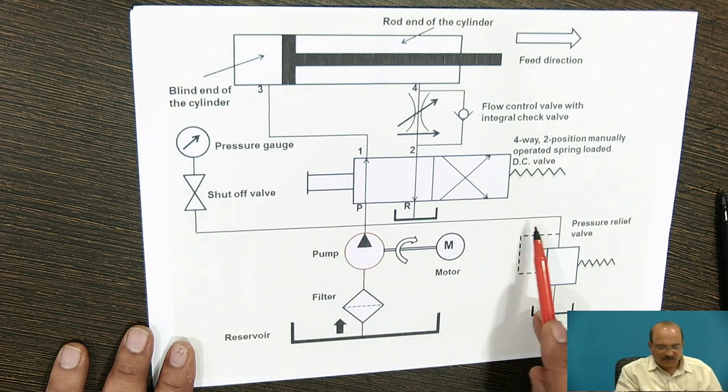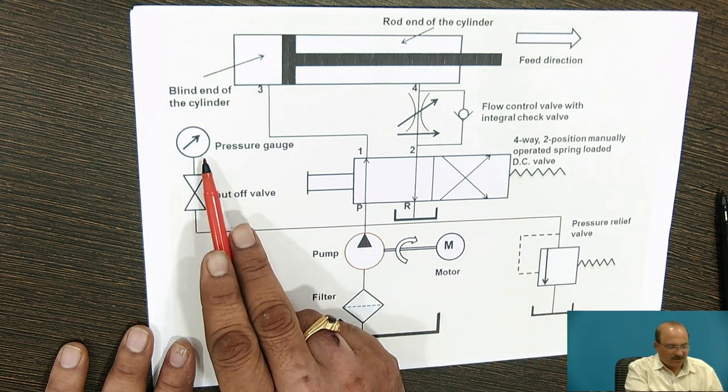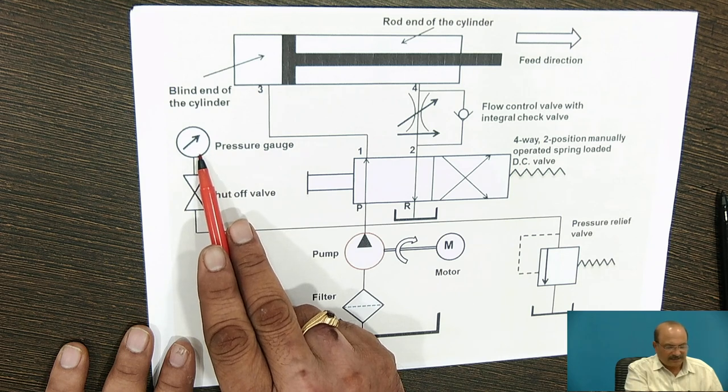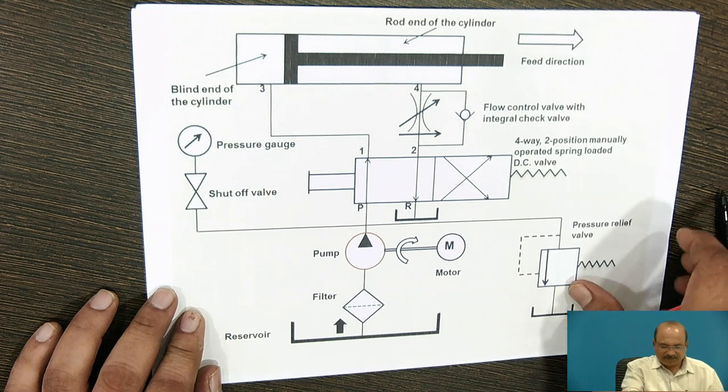Whenever it crosses the defined or preset pressure, this comes into action. The oil coming this way reaches this particular portion, where it comes into action. So whenever it crosses the set pressure, it is going to be relieved. Then the oil goes through this and comes back to the reservoir. In the next diagram, we are going to see the detail.